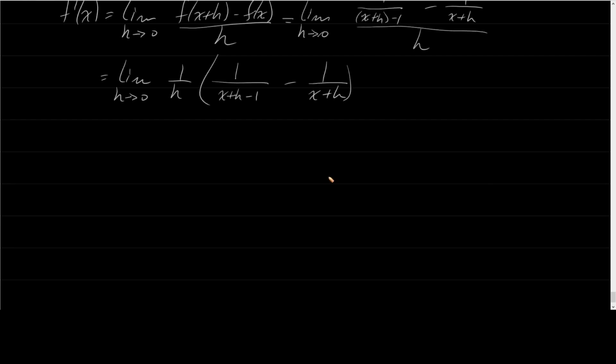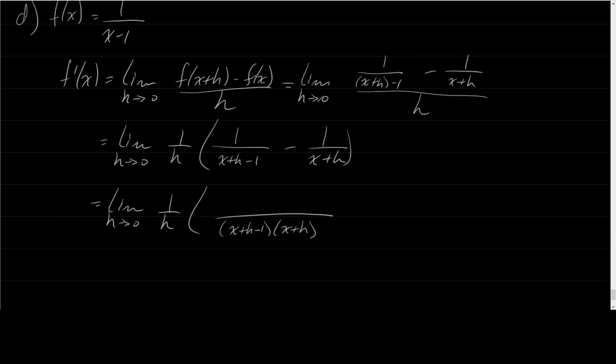At that point, what happens? I'm going to combine these two by coming up with a common denominator. So I have the limit as h goes to 0 of 1 over h times, my common denominator is going to be x plus h minus 1 times x minus 1. I messed that up earlier: this should not be x plus h, it should just say x minus 1. So this right here should just say x minus 1, and this right here should just say x minus 1. All right, there we go, way better now.